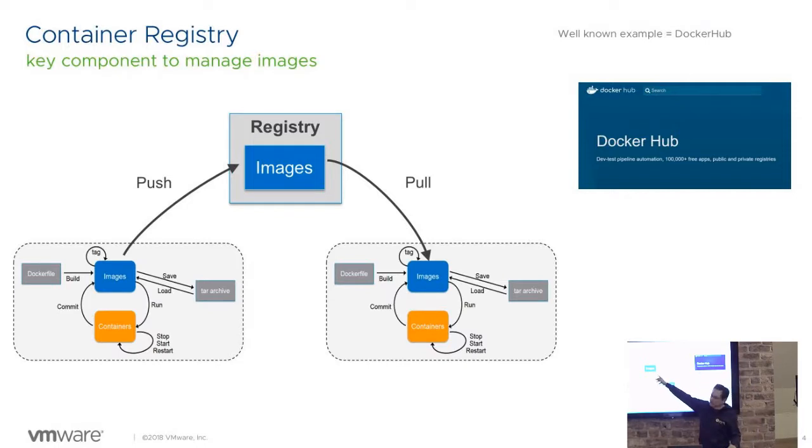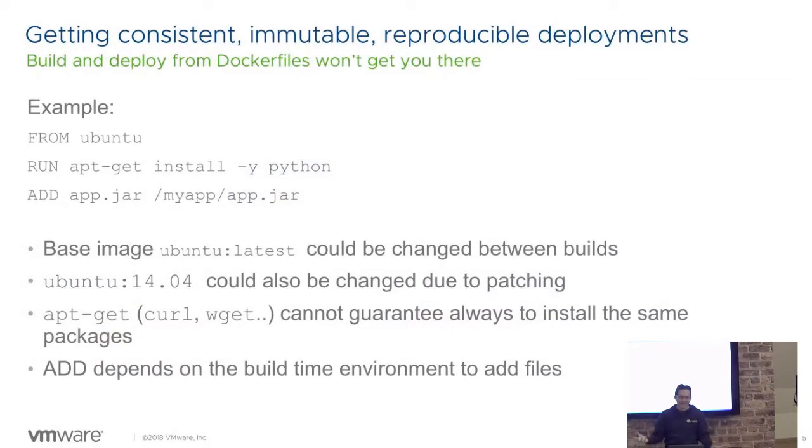Then in production, people would take instances of this out of the registry, pull it, and run it on production servers. And it isn't necessarily a one-to-one. One person might typically publish it, but hundreds of servers could be running that workload. So getting consistent, immutable, reproducible deployments isn't as easy as some people might think. You know, you build and deploy from Dockerfiles.